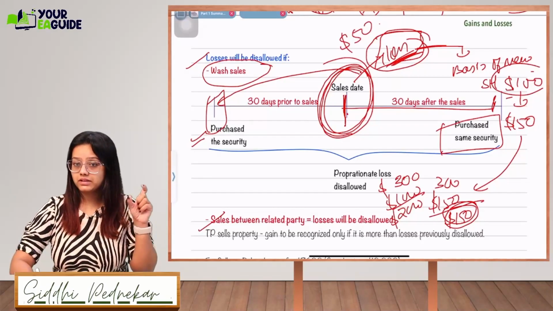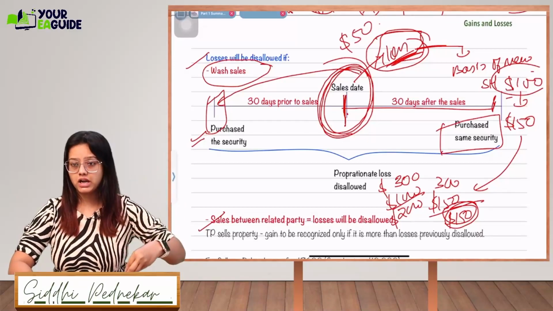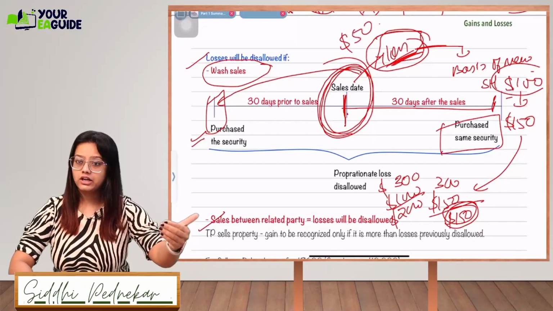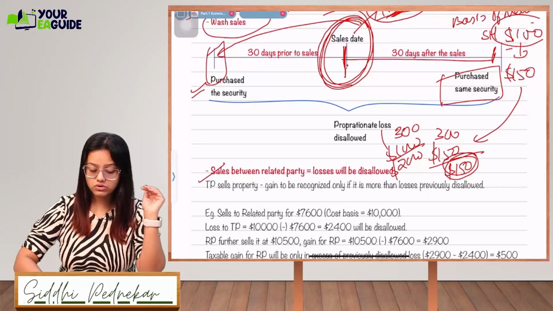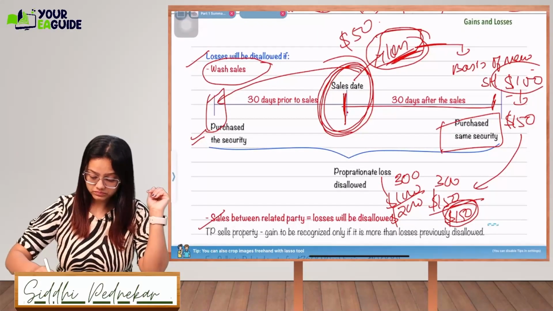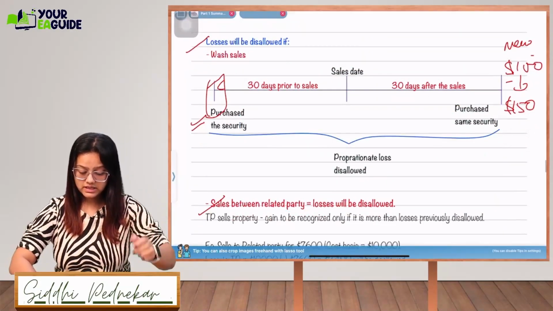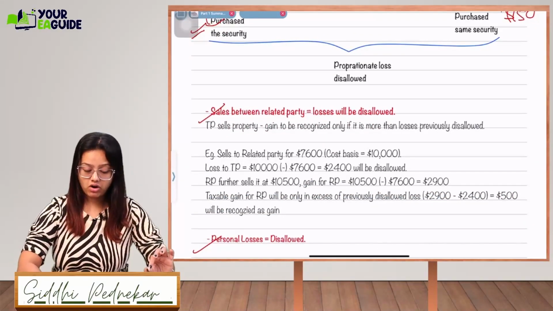So ultimately this loss will be allowed to you in future. I can say it's a deferred amount which will be allowed in future when you sell that new security. It's only and only for shares and securities, guys. Don't get confused. Okay, next is, in case of sales between related parties, most important, 1 or 2 questions will be there based on this topic.